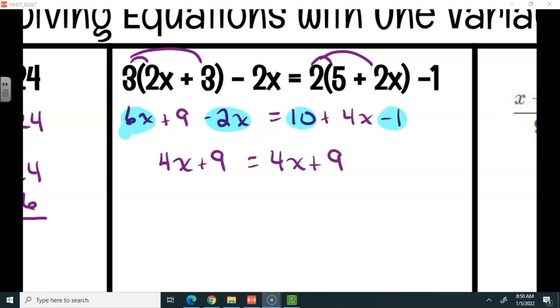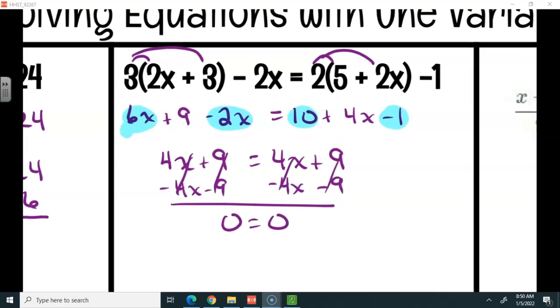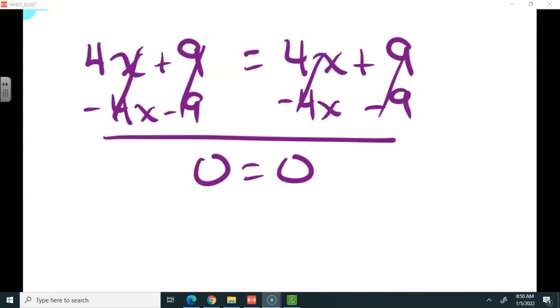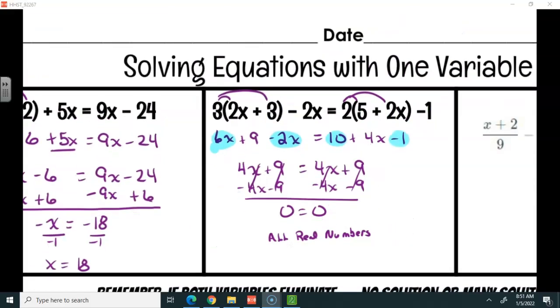Now at this point, you may remember when they're equal, if we were to try to get the variables to one side and our constants to the other, that's going to give me 0 equals 0. So if you recall, when you get a true statement when you solve an equation, it is all real numbers. So all real numbers will work there. If you had gotten a false statement like 0 equals 9, it would be no solution.